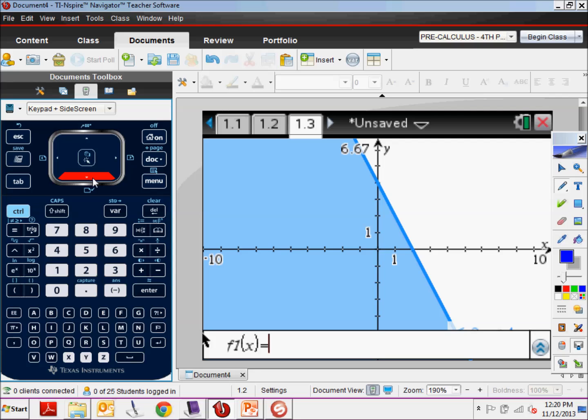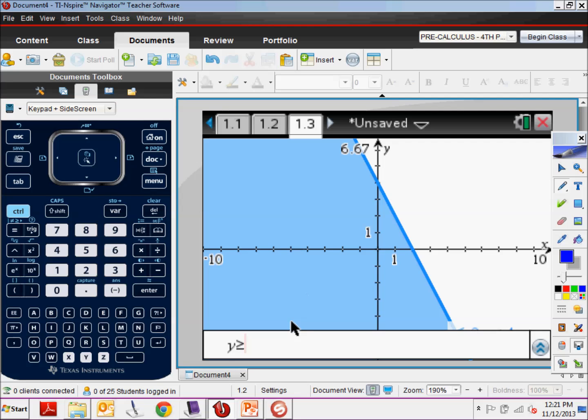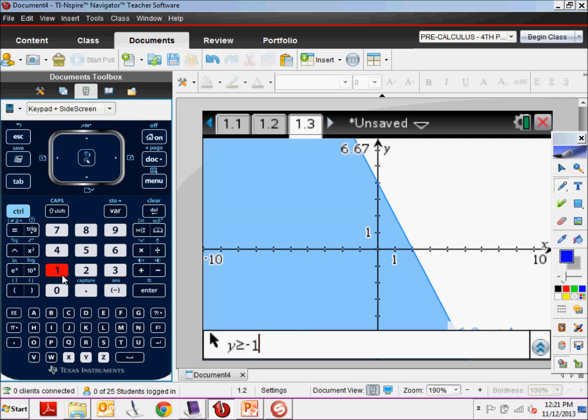My next function was still not an equal, so I delete it out. Greater than or equal to -1/2 times x minus 2. If you are understanding, you may work ahead to problem 3.